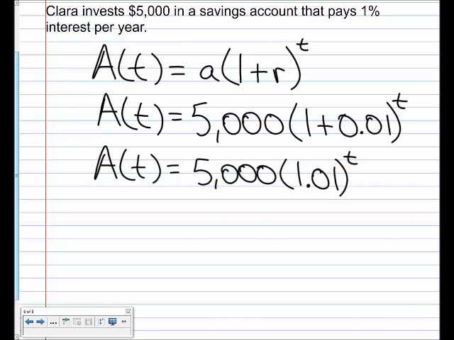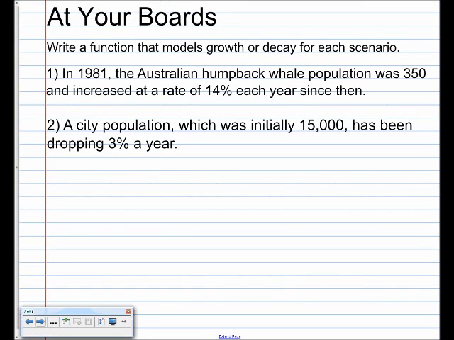So I'm going to let you guys go ahead and go to your boards. You're going to try these two here where you're reading the situation and then writing the model. Good luck.